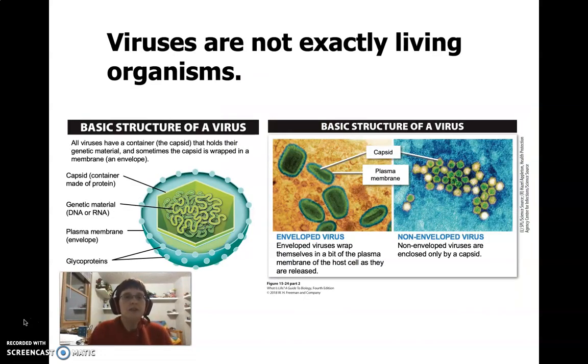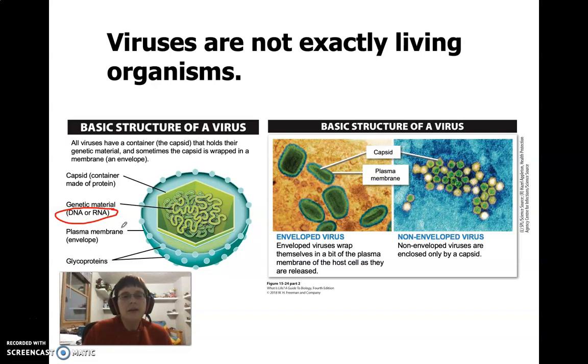So the first thing to look at is why viruses aren't actually a living organism and how they are structured. So first, let's just take a look at the basic structure of a virus. So all viruses have two things. They all have genetic material. Now, the difference here is when we looked at eukaryotes and prokaryotes, the genetic material was DNA. But as you can see here, the genetic material is DNA or RNA.